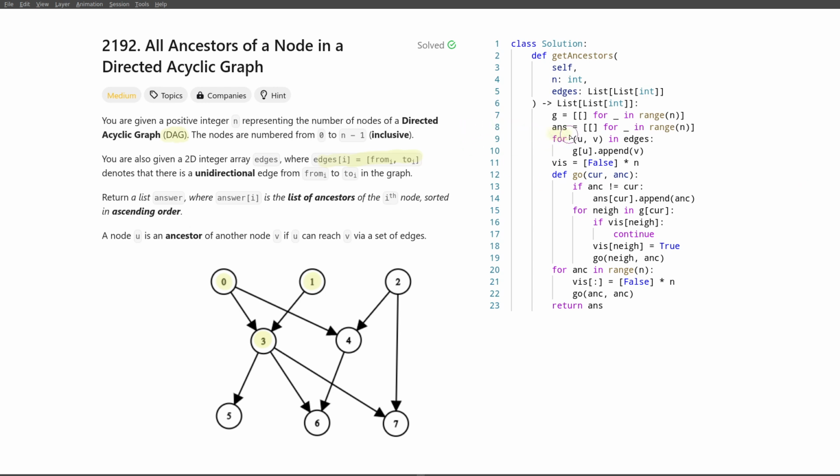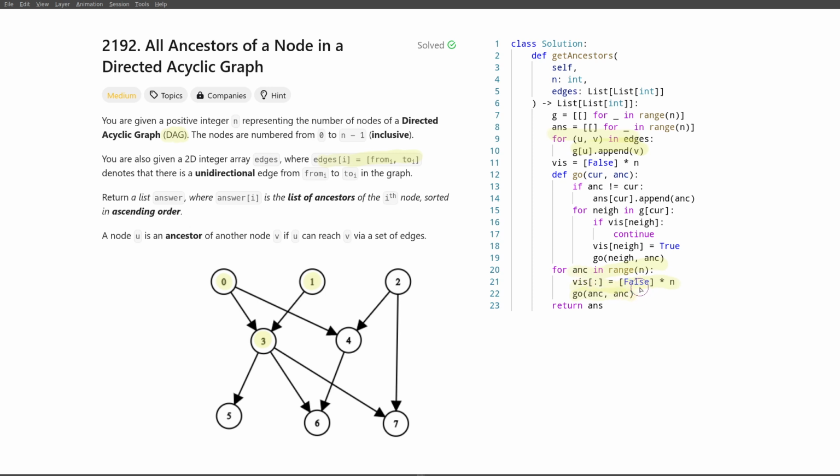First, we transform our graph to the form that's typically used, so adjacency lists. And now we just go through all of our nodes in ascending order, so through all the ancestors. We mark all the nodes as not visited, and we start a DFS or any other search, but in this case it's a recursive DFS, starting from the given node.